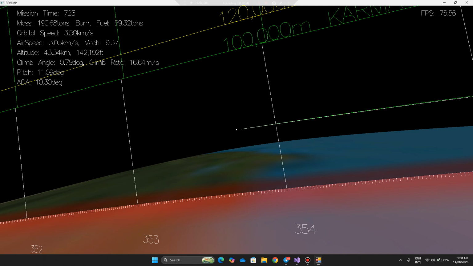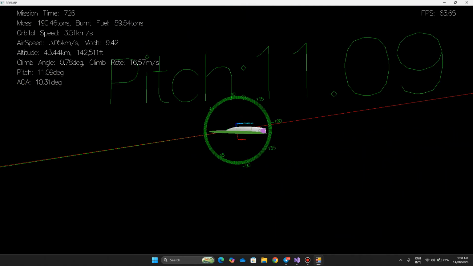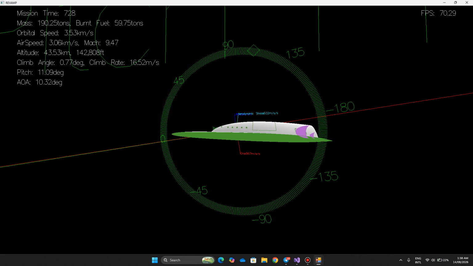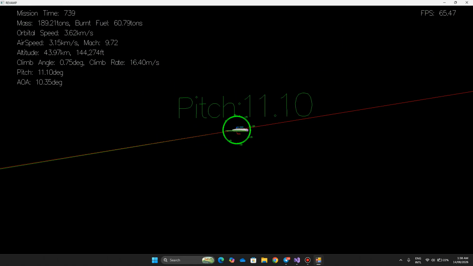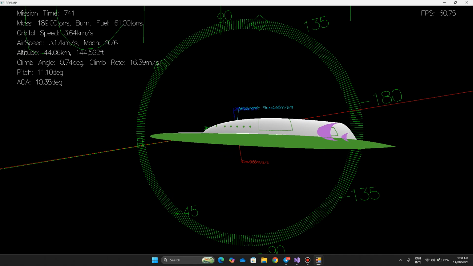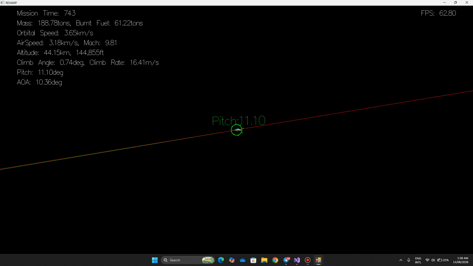Let's have a look at the aircraft up close. So its angle of attack is realistic. What I don't want to see is really high angle of attacks like 45 degrees, because that'll mean that the simulation is outputting unrealistic performances. So we want to keep the performance within the realm of possibility.